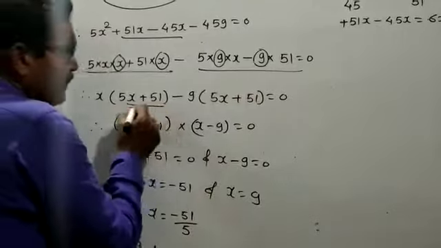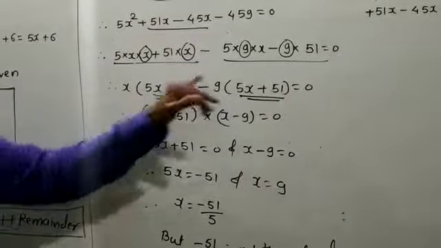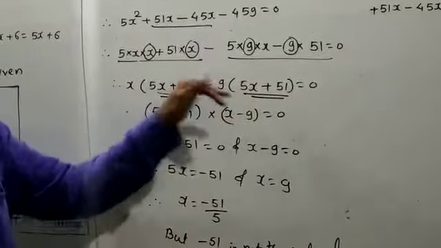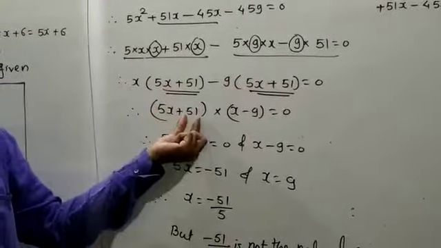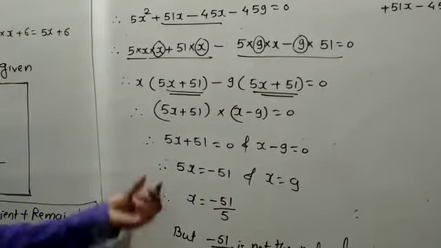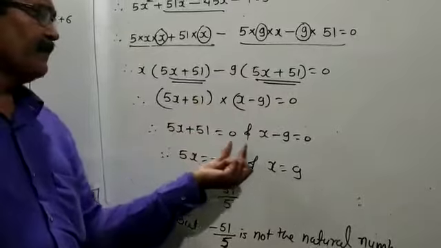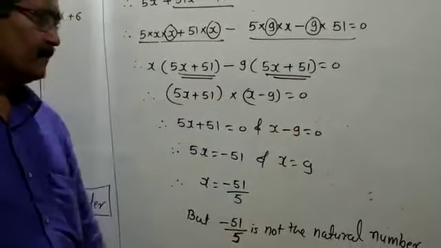At this stage, both the brackets have come the same, so you have to take out this double underlined bracket common. At that time 5x plus 51 is common. At that time x minus 9 you have to write in the other bracket. Then you have to equate these factors with 0. 5x plus 51 is equal to 0, x minus 9 is equal to 0.